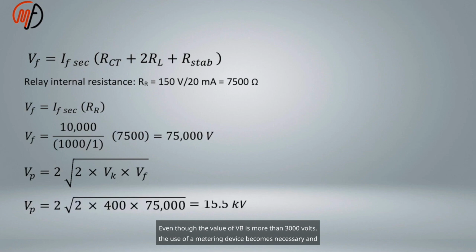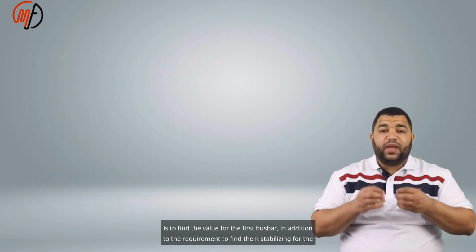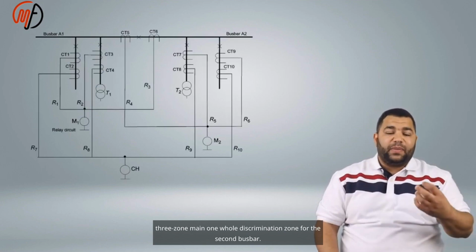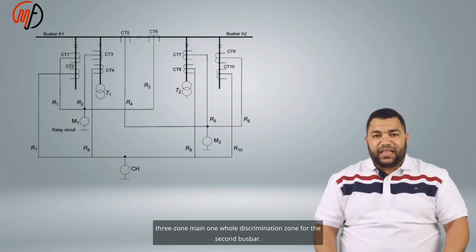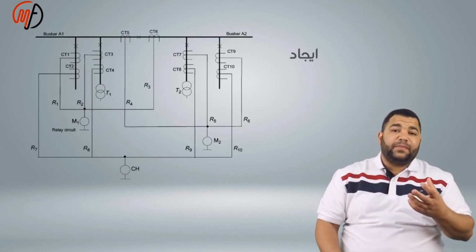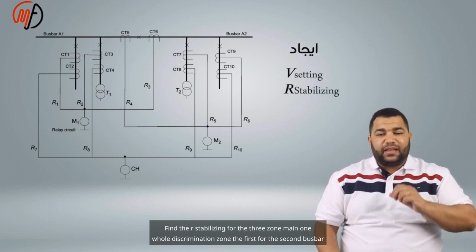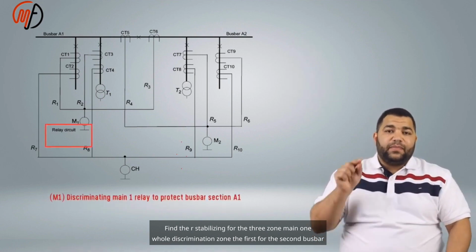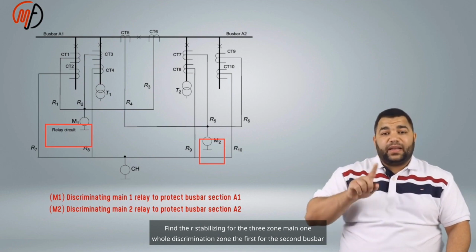Even though the value of Vb is more than 3000 volts, the use of a metering device becomes necessary and mandatory here. Another detailed example with calculations for a bus bar of a certain type is provided, where the requirement is to find the value for the first bus bar, in addition to the requirement to find the R stabilizing for the 3-zone main discrimination zone for the second bus bar.